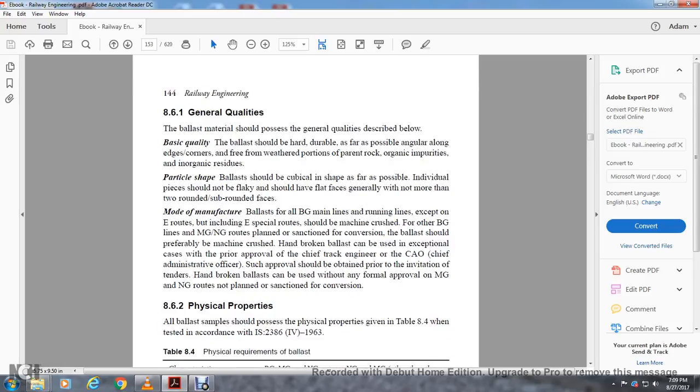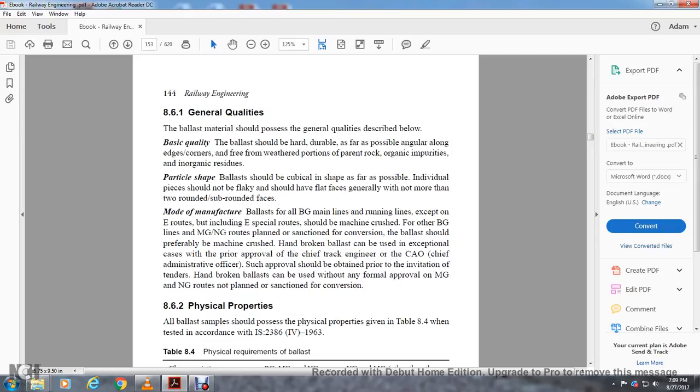The mode of manufacture. Ballast for all broad gauge main lines and running lines, including special routes, should be machine crushed. For broad gauge lines, and for meter gauge and narrow gauge routes planned for upgradation, the ballast should preferably be machine crushed.